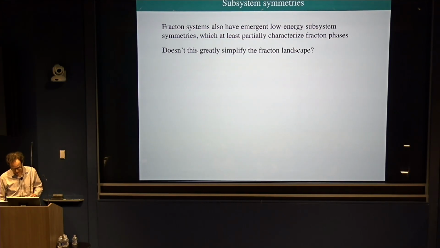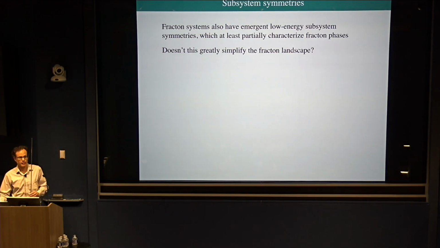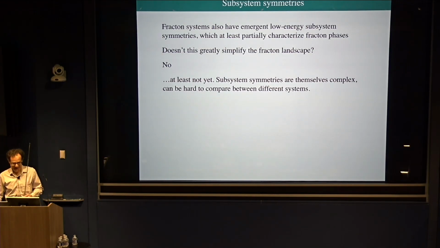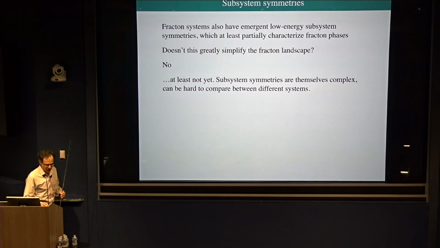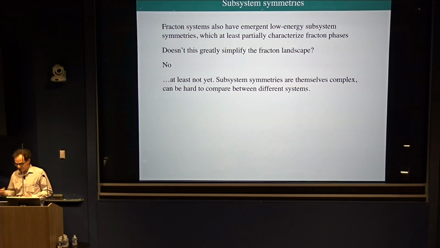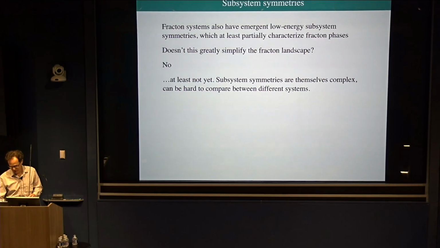So you might ask, doesn't this greatly simplify the Fracton landscape? Because thinking in terms of symmetry is a powerful tool, and it is. But the answer is no, okay? It doesn't. A better answer is, at least not yet. And the reason why, which I think is something underappreciated, and I'm going to make this point in this talk, I hope, is that subsystem symmetries themselves are actually quite complex, and more complex than I think have really been appreciated. And they're not easy to compare between different systems.